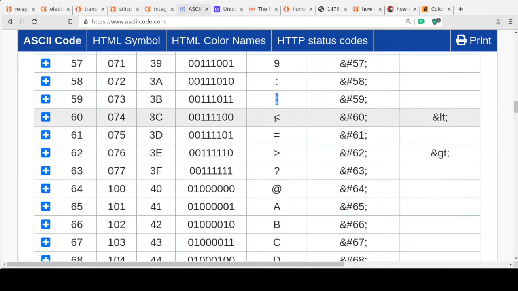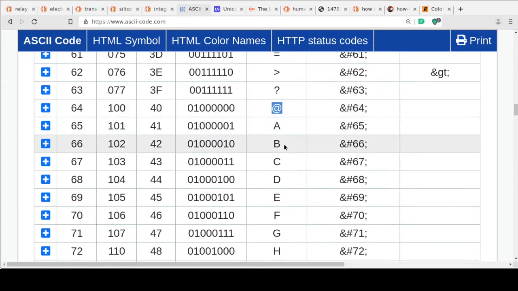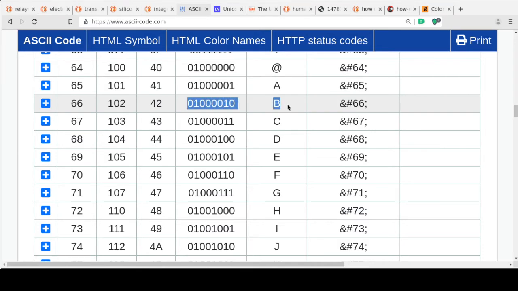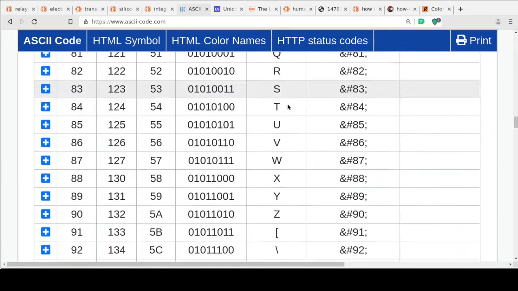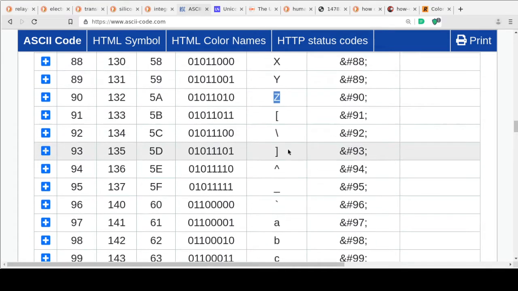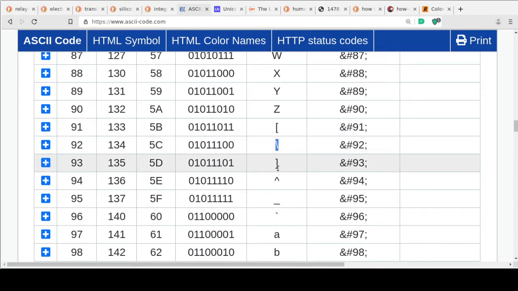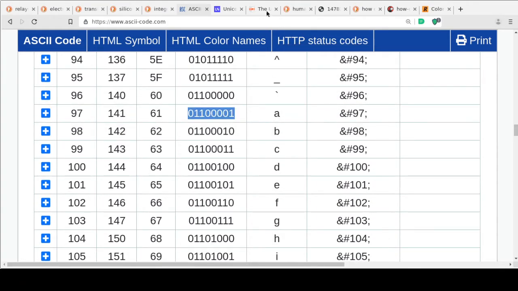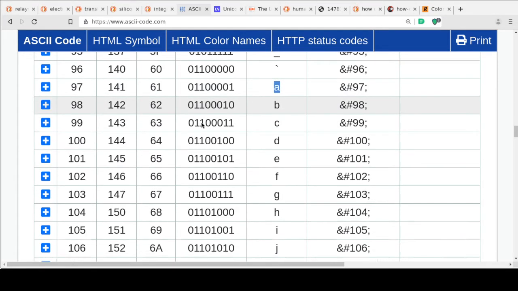Colon, I guess I forgot these, less than, equal sign, at. And here we go. Here's the capital letter A. So there's the sequence of ones and zeros that gets mapped onto the capital letter A. The next one is the capital letter B, C, all the way up to the letter Z. This sequence of ones and zeros gets mapped to that. Then there are some more special characters here, some brackets, backslash, the caret, underscore, backtick, and then we get to that one, 0110001, which is the letter a, lowercase a, and so on.